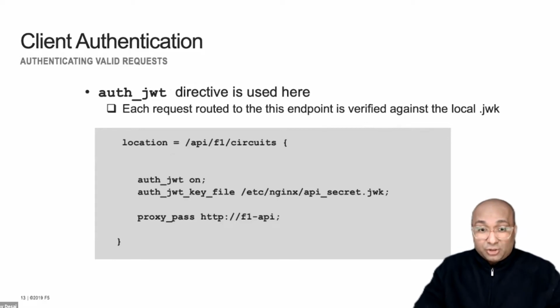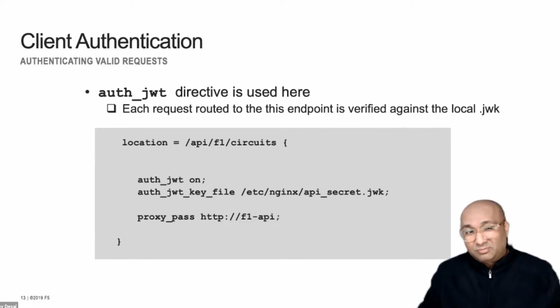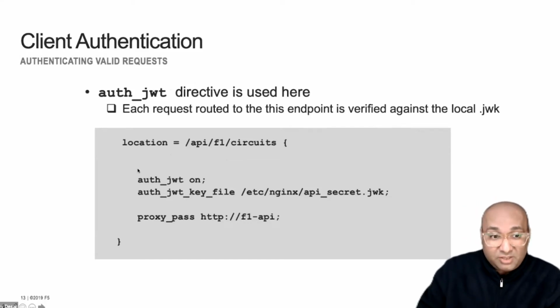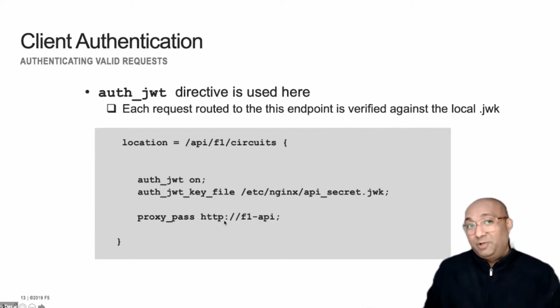Client authentication. So here is the configuration. Here's how you configure authentication with an NGINX instance. In this specific example, we're using JWT-based authorization. JWT is only available with NGINX Plus. You cannot avail this feature on NGINX open source.